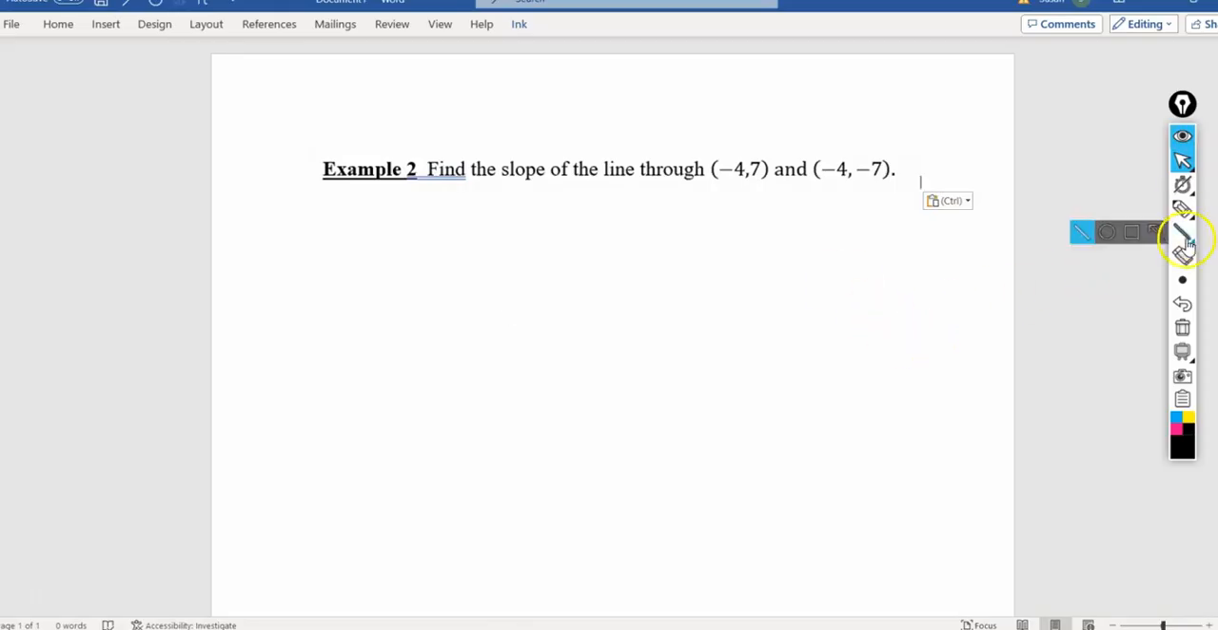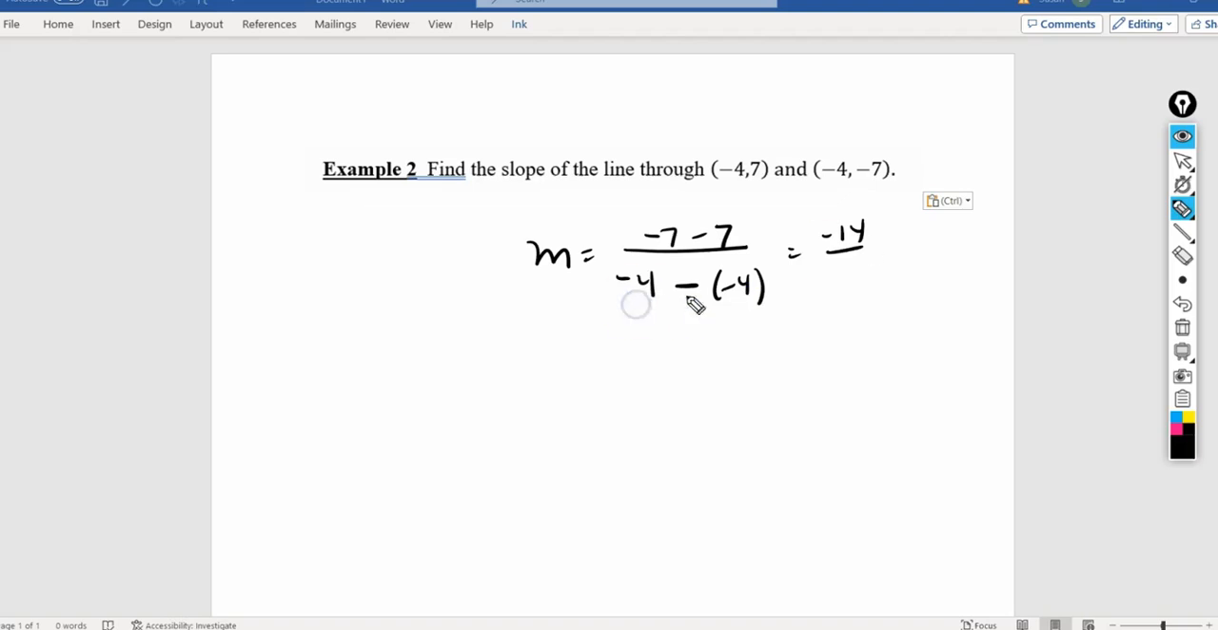Okay, you could graph it if you wanted to, or you can just use the formula. The formula is, so this is the first point and the second point. It's going to be the difference in the y coordinates, the second one minus the first one, divided by the difference in the x coordinates, the second one minus the first x coordinate. So I'm going to have -14 over -4 plus 4, which is -14 over 0, which doesn't exist. The slope is undefined, and so this is a vertical line.